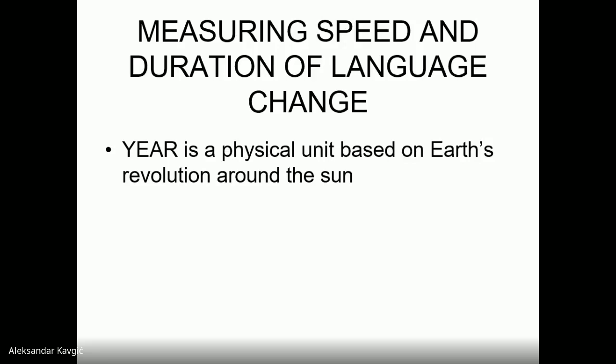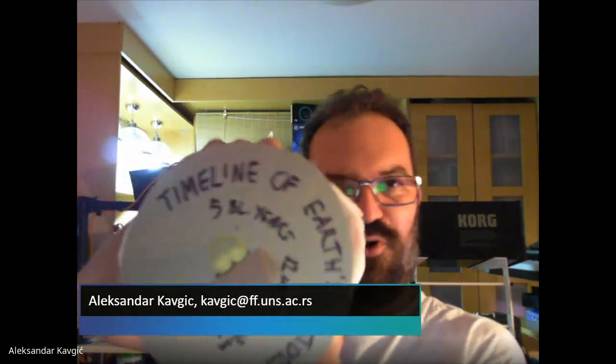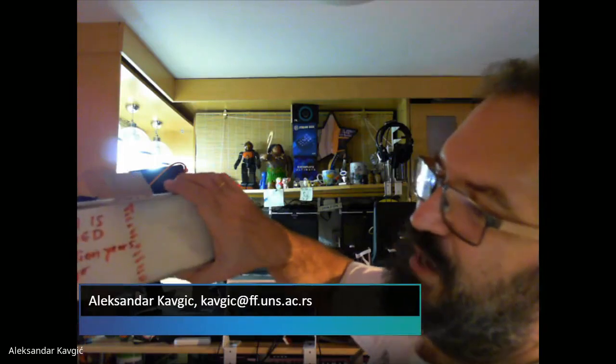I don't know if you can see me, but this is toilet paper. These are several rolls of toilet paper. And it shows the age of Earth. So it starts with Earth formed 5 billion years ago, and then I could roll it out, but I cannot do that because my flat is not big enough.